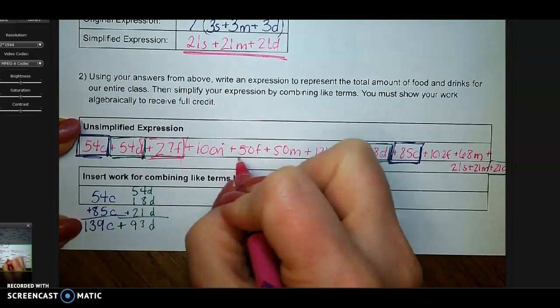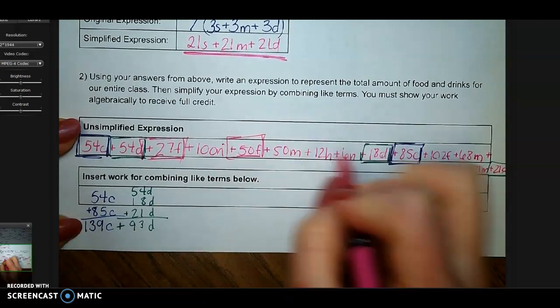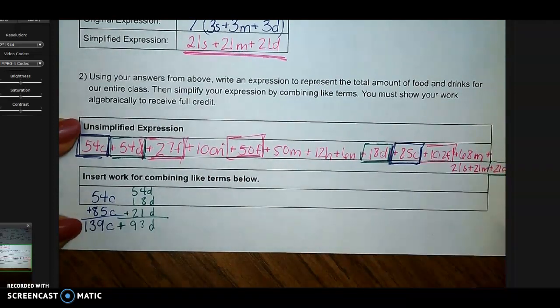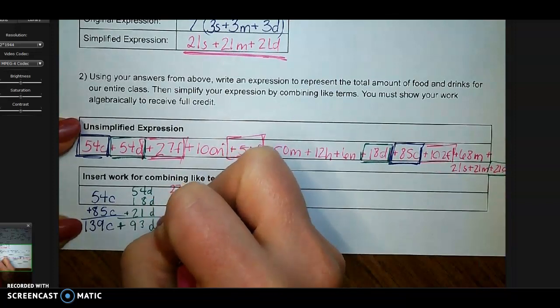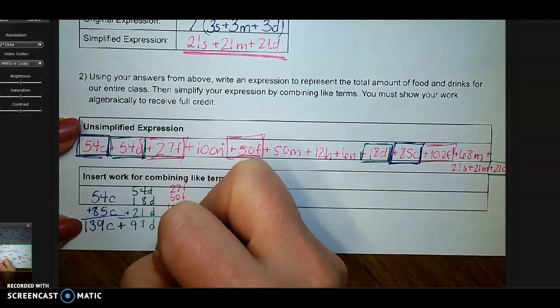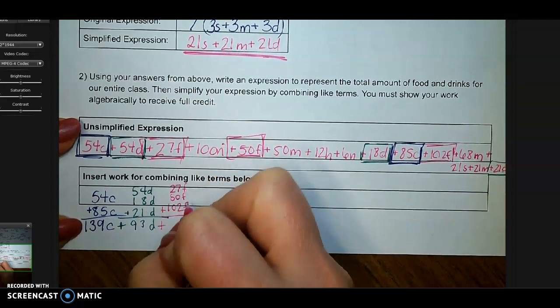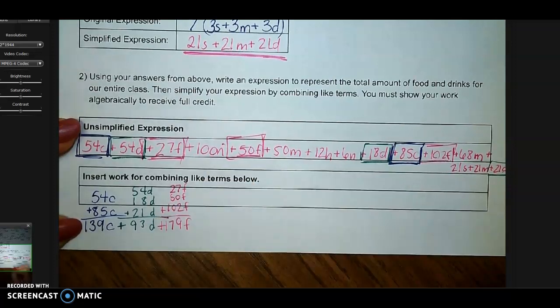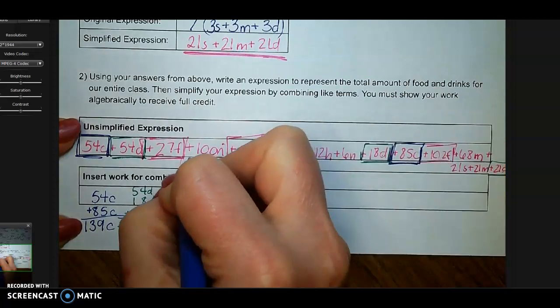French fries, my favorite part of the meal. Not super healthy, but gotta love a good salty French fry. So 27 French fries, 50 French fries, and then down here that 102 French fries, and I'm adding those all together. So I'm thinking how many? 179 French fries.